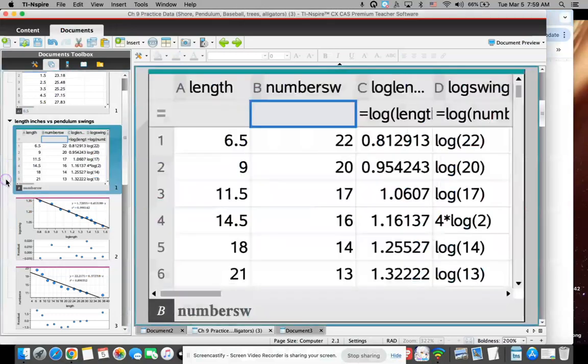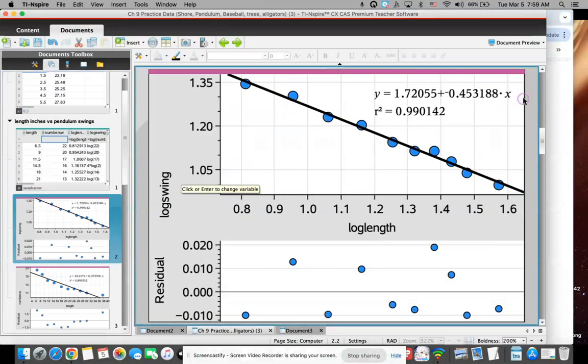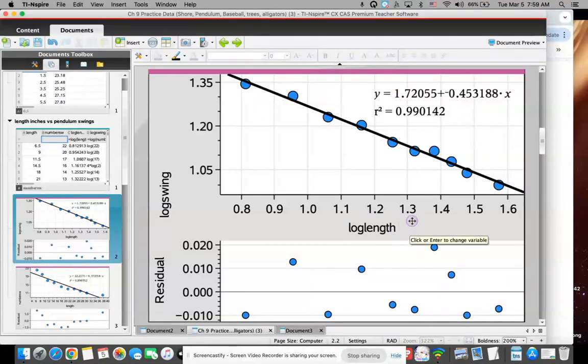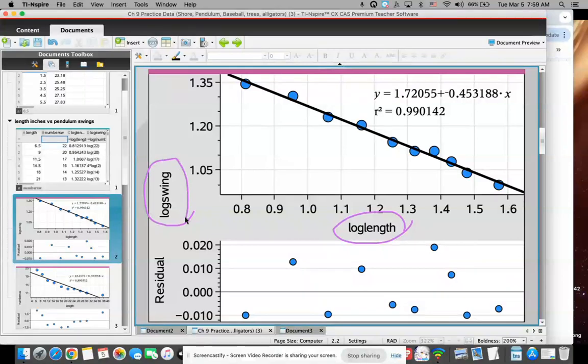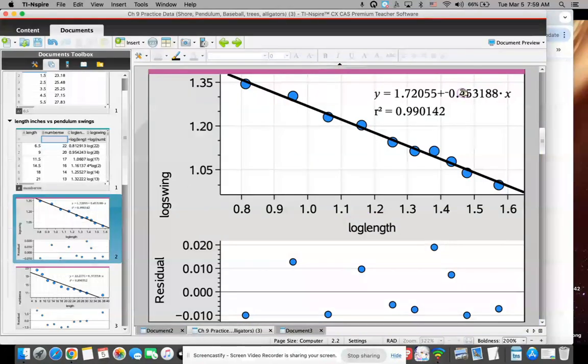Well, the model now, if you look here, I have my equation, right? I have this 1.72 as my y-intercept. I have a negative 0.453 as my slope. And when you look at the equation, it just says x and y. But you have to realize that the x is now the log of the length, and the y is now the log of the swing. Oh, so that's a little different. We haven't really worked with that before. So that's what I want to work with now.